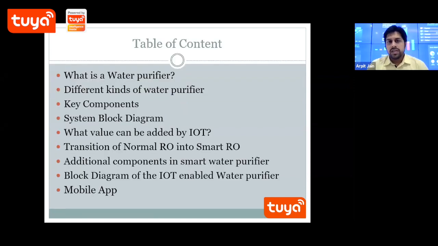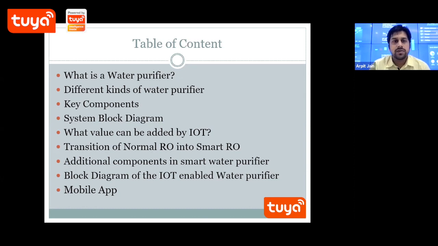So basically I am going to cover the topics: what are the different kinds of water purifier available, and the key components in the normal purifier system, like the block diagram of the water purifier, and what value can be added through IoT into the water purifier, and transition of RO into the smart RO, and additional components in the smart water purifier, what you need to add in it, the block diagram of IoT enabled water purifier, and how the mobile app looks like of the smart water purifier.